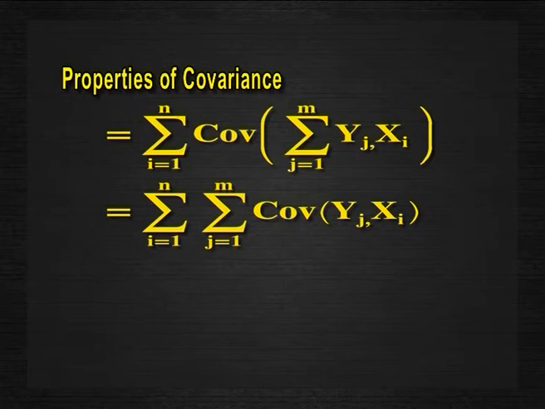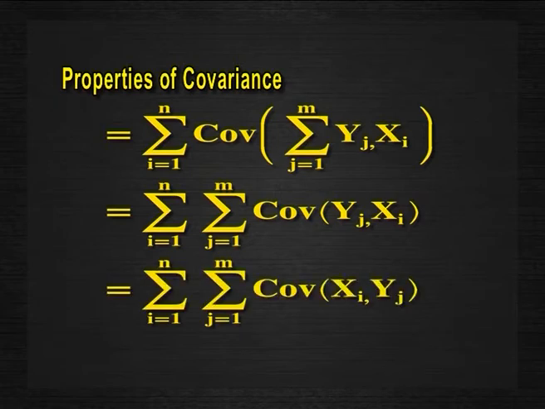Now, again by property of symmetry, we get it as summation over i is equal to 1 to n summation over j is equal to 1 to m covariance of X_i, Y_j. Hence, we can prove the seventh property.